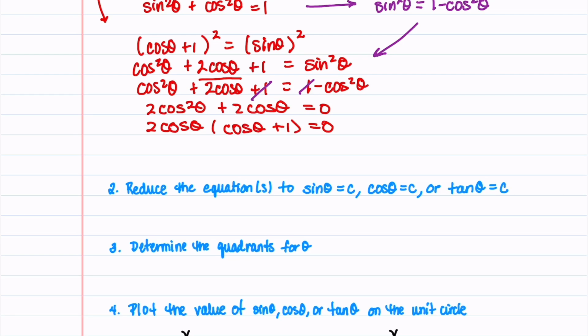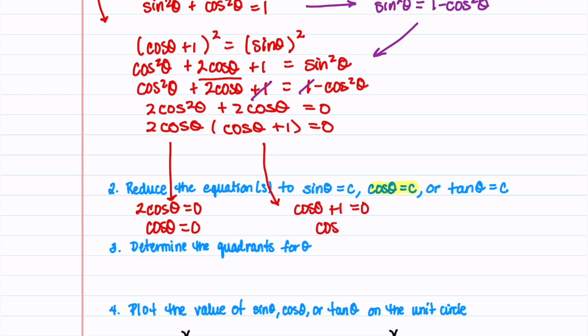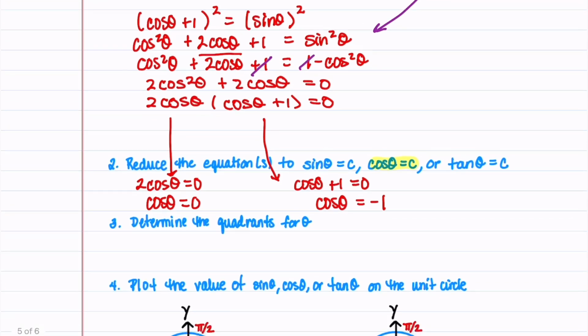This gives us two equations that are going to reduce to cosine theta is equal to a constant. Our first equation is going to be 2 cosine theta is equal to 0, which gives us cosine theta is 0. And then our second equation is going to be cosine theta plus 1 is 0, which gives cosine theta is equal to minus 1.